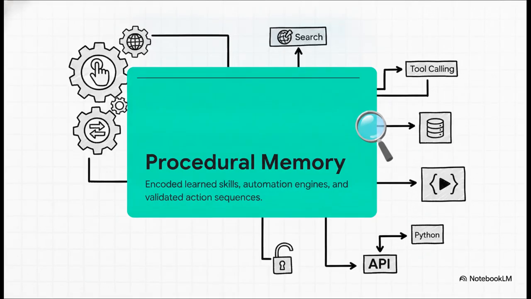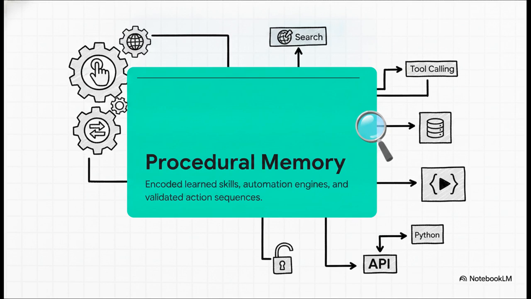And finally, perhaps the most powerful part for autonomous agents is procedural memory. This encodes learned skills and validated action sequences. Now, this is the automation engine. And honestly, this is where tool calling happens. Because let's be real, an LLM on its own is basically just a static text generator. Tools are what bridge that text world and the digital world. The agent uses JSON schemas to decide exactly how to execute a real-world action, like is it going to run an API integration, search the web, query a database, or execute some Python code.